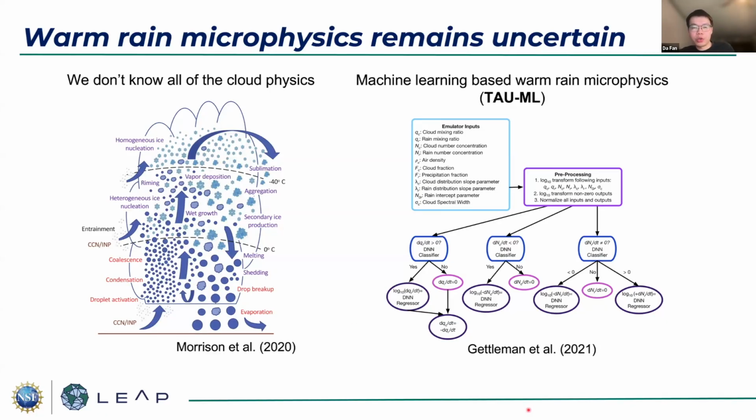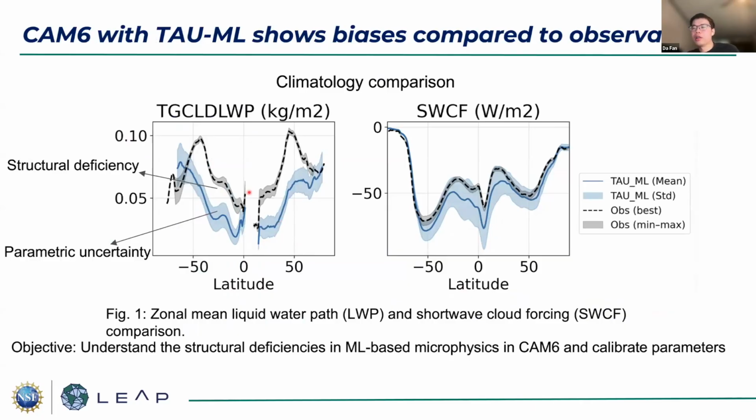Gettelman et al. 2021 developed a machine learning based microphysics scheme on the right that efficiently represents the change of cloud water and rain droplets using machine learning, which is here called tau-ML. However, when we compare the CAM6 model with tau-ML to the observations, this CAM6 model still shows significant biases.